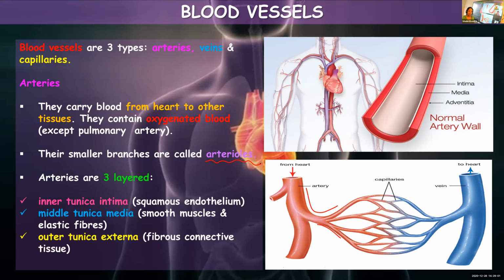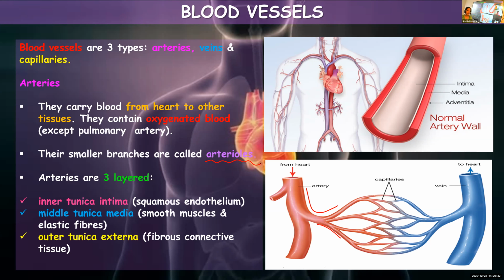I'll repeat once again. There are three types of blood vessels: arteries, veins, and capillaries. Arteries are the blood vessels which carry blood from the heart to different parts of the body. They carry oxygenated or pure blood except the pulmonary artery, which carries deoxygenated blood, rich in carbon dioxide. The branches of the artery into minute vessels are known as arterioles. And the artery consists of three layers.